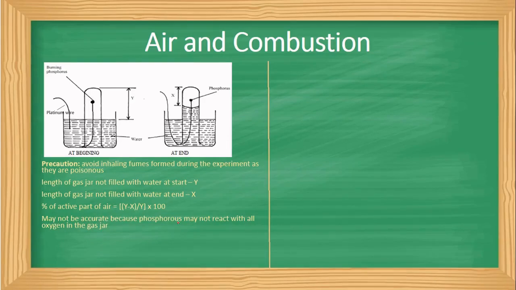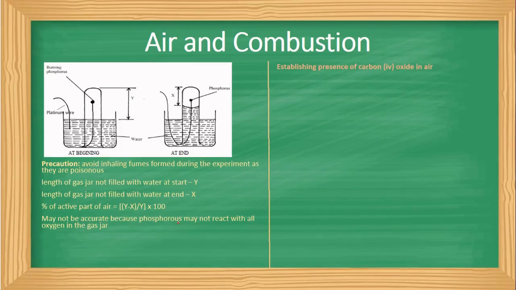It may not be accurate, of course, like others, because not all oxygen will probably react with the phosphorus, and therefore maybe some oxygen will remain. Now, those are the 4 experiments that you need to understand about determining the percentage of active part of air.